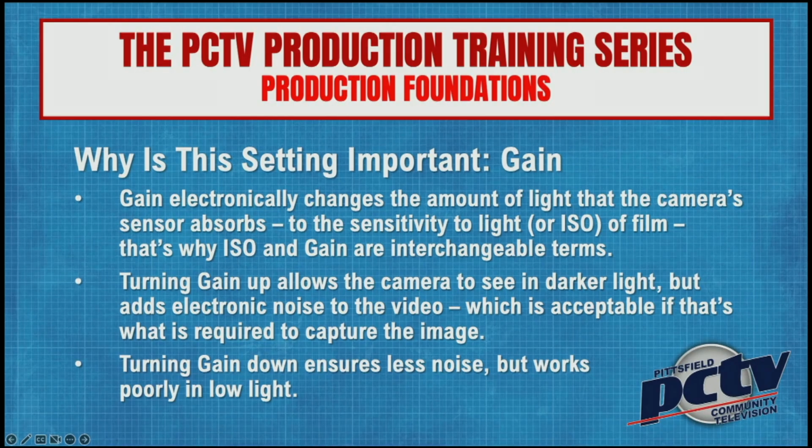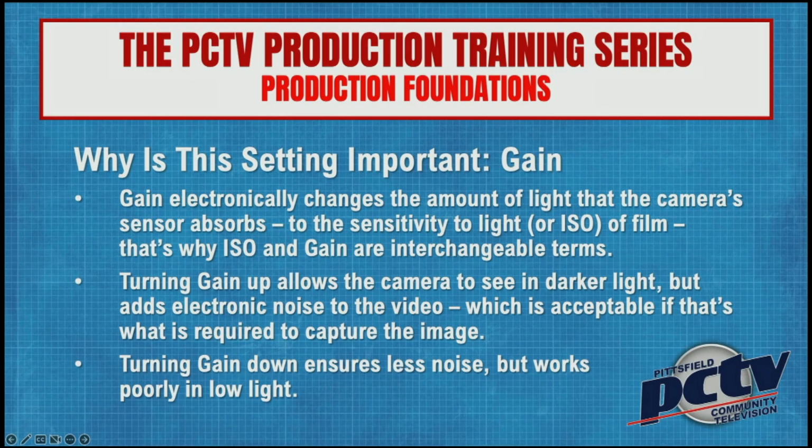When we used to do video with film, different types of film had different sensitivities to light. The chemicals in the film were able to be more or less sensitive to light. And that measurement of how sensitive the film was was measured by something called ISO. ISO and gain are interchangeable terms when it comes to cameras because the concept is the same.